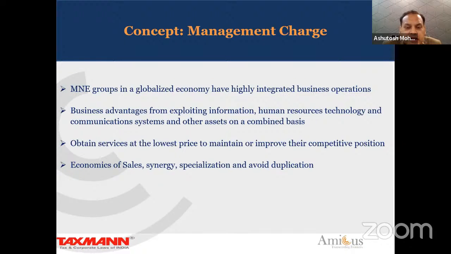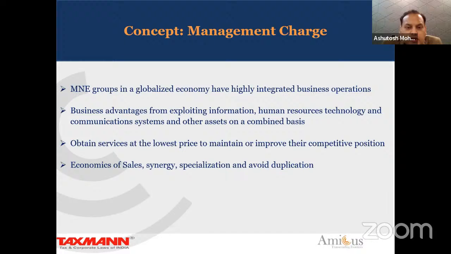The reason for such centralization is simple. They just want to realize economies of scale, synergy, specialization. They do not want that an extra amount of cost or double the effort or cost should be spent in having such service centers at all the different locations where they have operations, but rather just centralize all these services at one place and then reap the benefits of economies of scale by providing these services from that particular location.